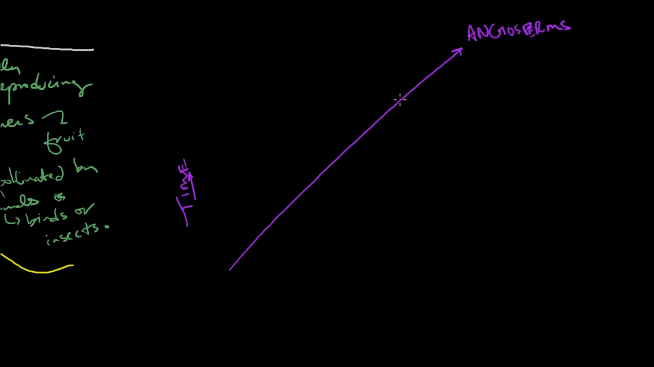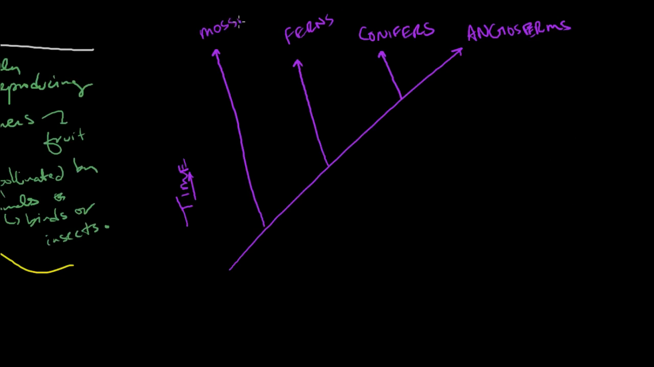Angiosperms. And then the next most complex are the conifers, or the coniferophyta. But notice that I drew that arrow up to the same height as far as time because they're alive today. And then what we could have here are the ferns. And way back here, we've got our mosses.